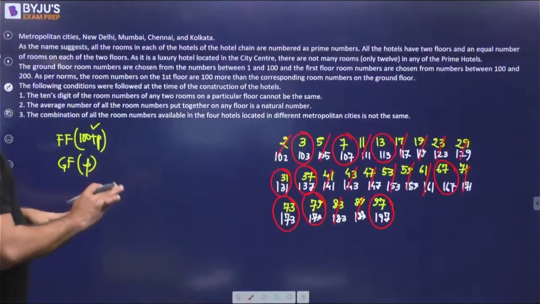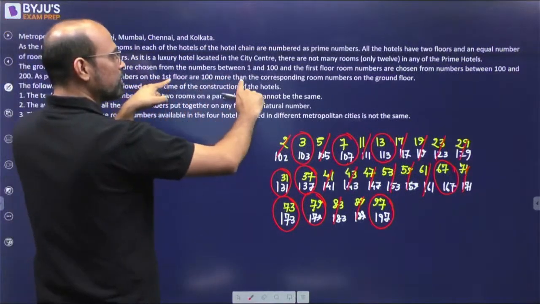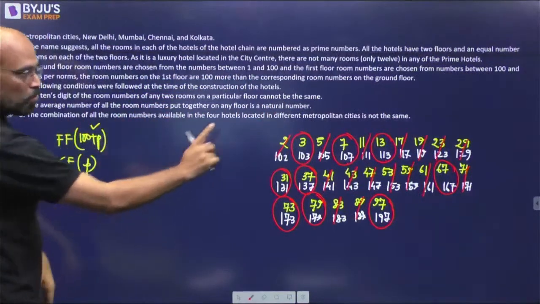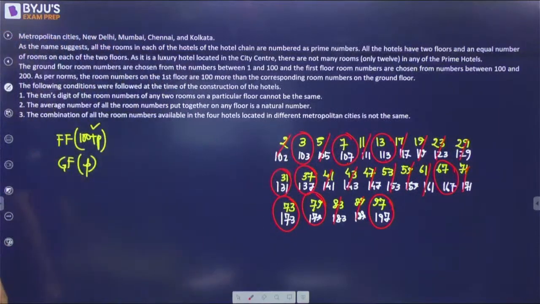So right now we have found out the room numbers on the first floor are 100 more than the corresponding room numbers on the ground floor. So these are the combinations. 1, 2, 3, 4, 5, 6, 7, 8, 9. ये 9 हमारे पास cases हैं, right?